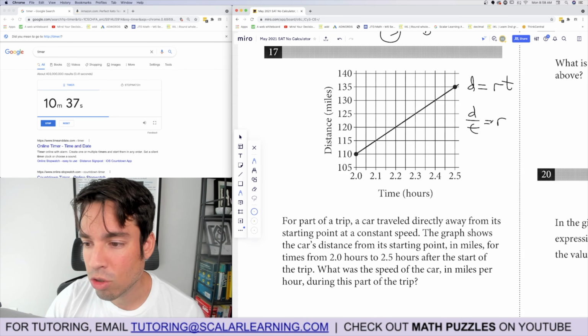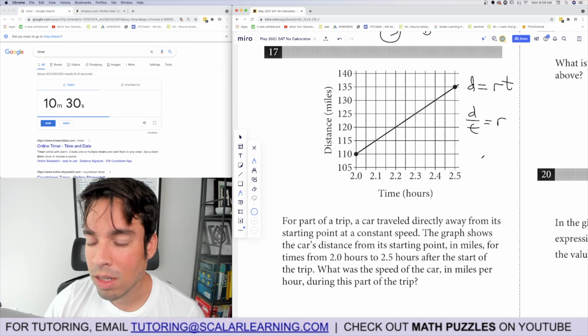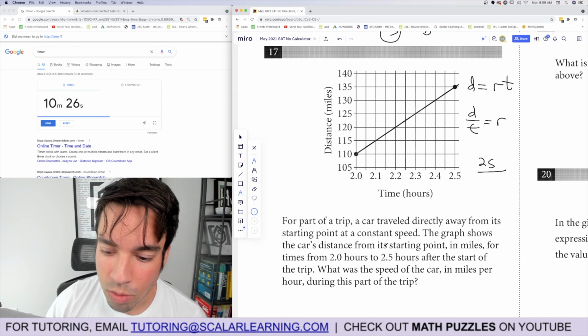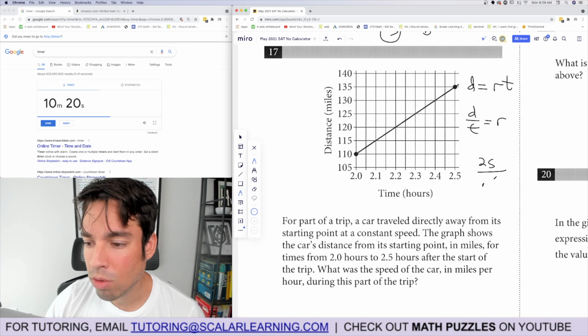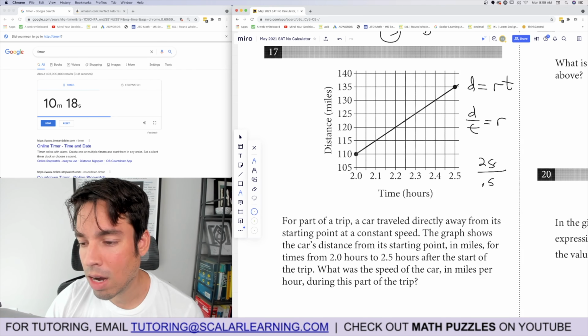Well, what is the distance that it traveled in the span? It went from 110 to 135. That's 25 miles, all right? And in how much time? Because they want it in miles per hour, right? And this is in hours, perfect. It's gone in 0.5 hours. So that's 25 per 0.5 hours.